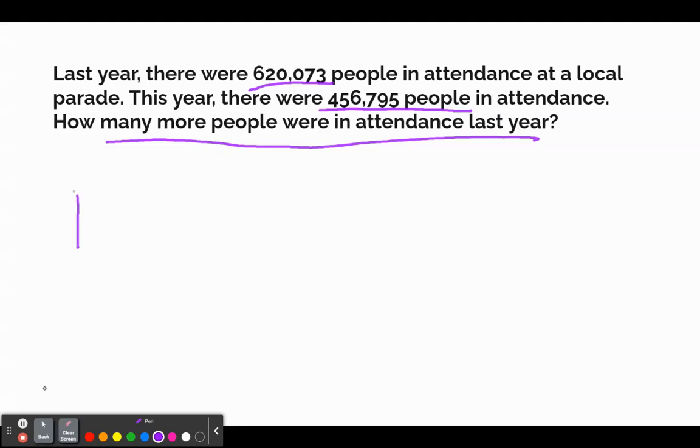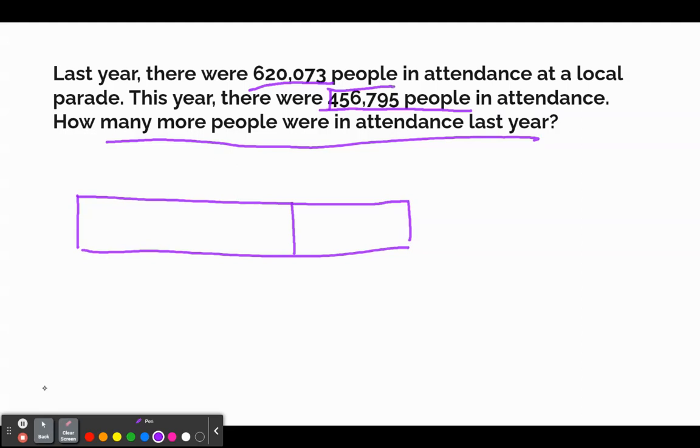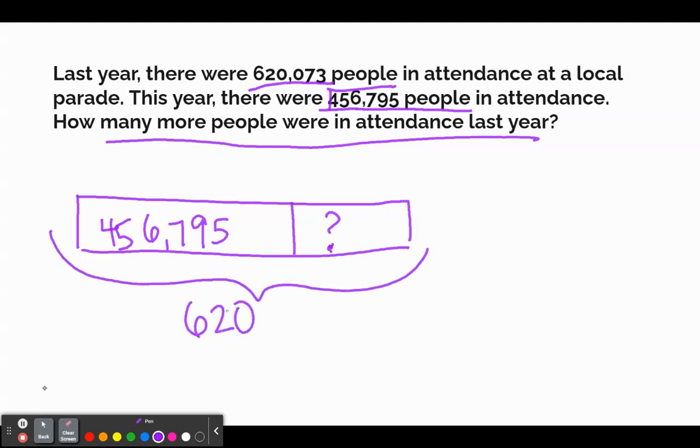So I'm going to go ahead and draw a strip diagram. So I want to know how many more people were in attendance last year. So that's going to let me know that this year we had a certain amount, and we know that that is 456,795 plus some mystery amount. So that's going to be the difference. And we know those two together is going to give us 620,073 because we're trying to figure out how much more attended last year than this year.